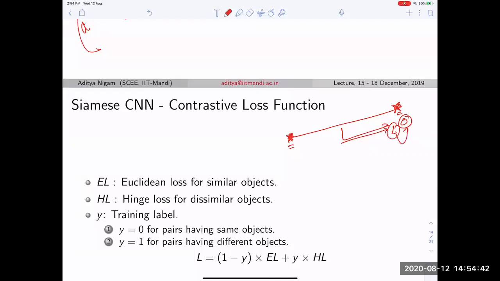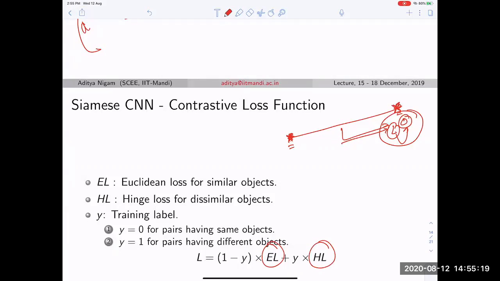If they are coming from different classes, they have to be as far as possible so as to get the minimum loss or the zero loss. So the network has to learn such embeddings such that if they are coming from different classes, they need to be as far as possible so that my loss becomes very small. So that is the contrastive loss for hinge loss. And Euclidean distance used to say that if they are coming from the same class, then the Euclidean distance between them has to be minimized.